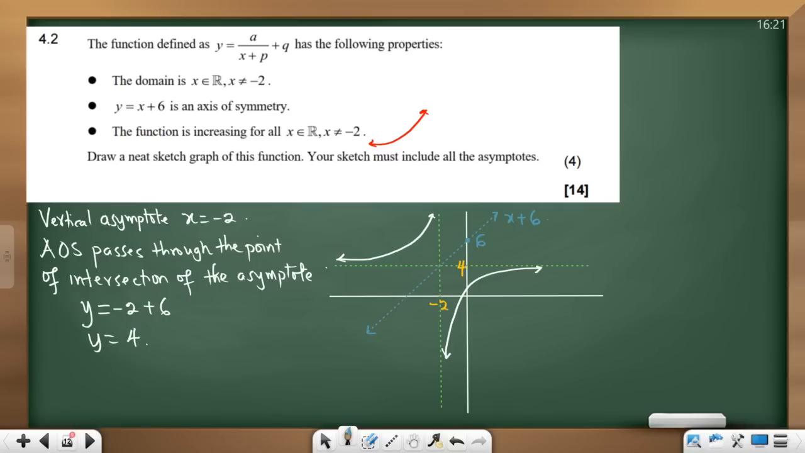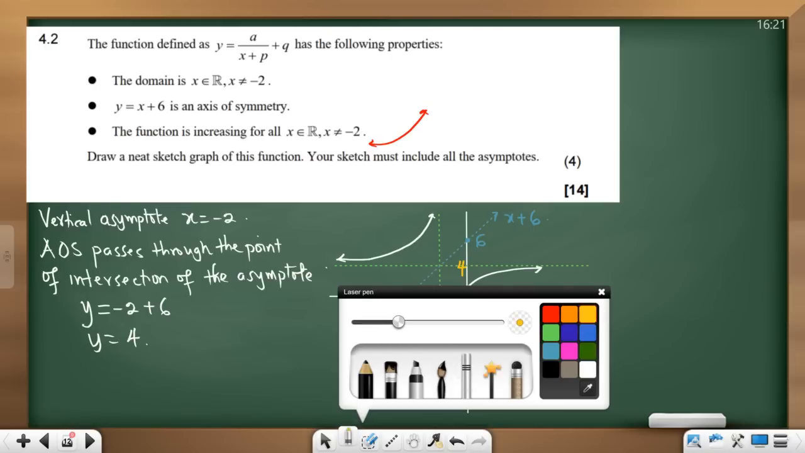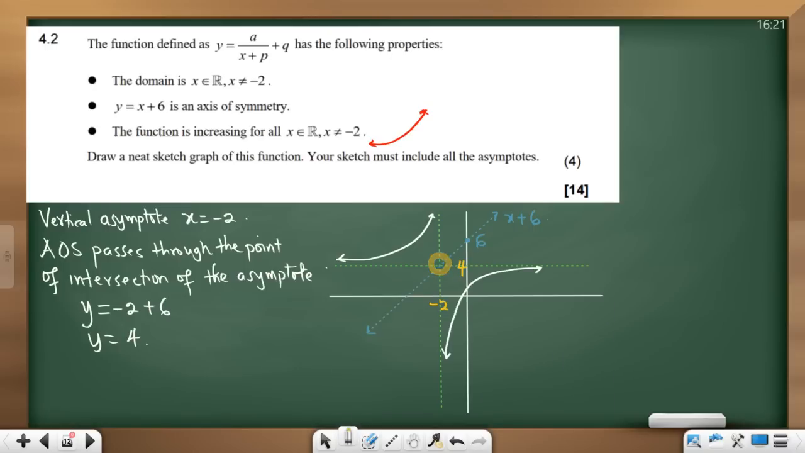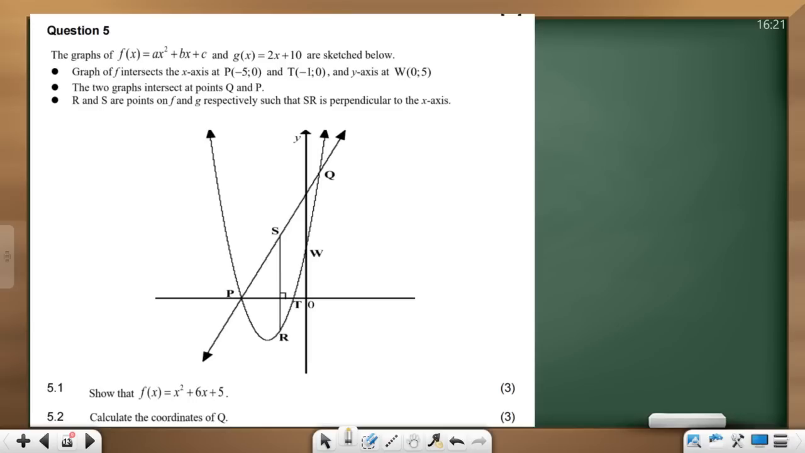It's the concept and the principle that we want to get, and that's why I said that the axis of symmetry passes through the point of intersection. So I know that coordinate as -2 and 4. The graph of f of x is equal to ax squared plus bx plus c, and g of x. All right, let's trace. That's my parabola and a straight line I sketched.